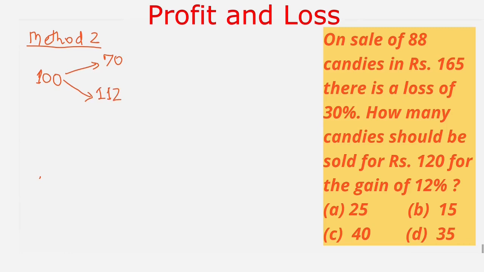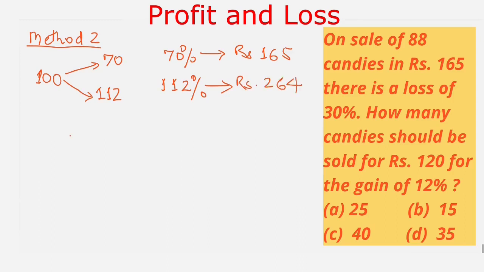Now this 70% amount is equivalent to rupees 165, as we were selling 88 candies for rupees 165. Now if we want a profit of 12%, then we should find the amount for which we have to sell the 88 candies. So 112% should be equal to how much? 112% will be equal to rupees 264, which we can calculate like this.